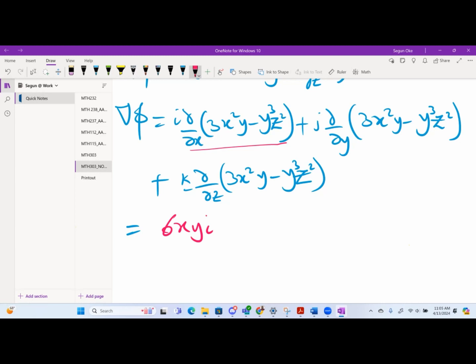Okay, let's solve the second one with respect to j. That's 3x squared minus 3y squared z squared. Do we agree? Yes, sir. That's j.